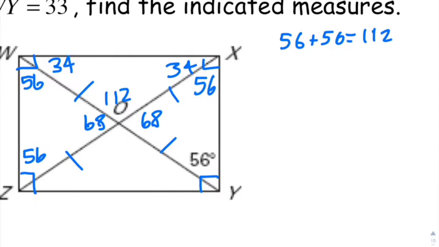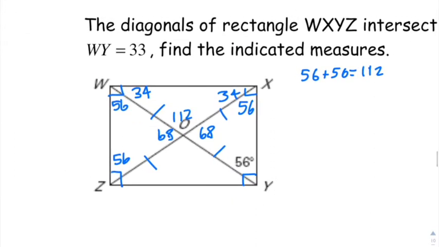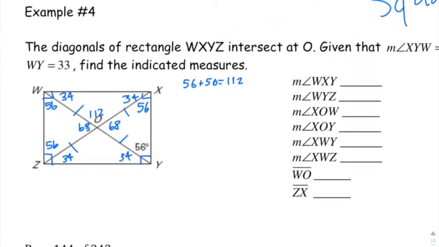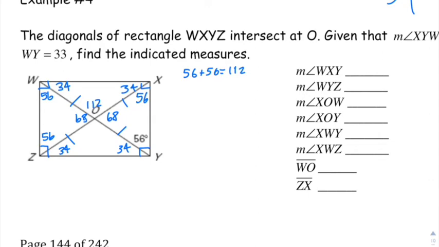There you go. What else have you got? Oh yeah, 34 degrees down here at the bottom. That would get you all of your angles. So now we can go find them here. So let's see, WXY. That should be 90 degrees. WYZ, we found that to be 34 degrees since those were complementary. XOW, we found that to be 112. XOY, found that to be 68 degrees.